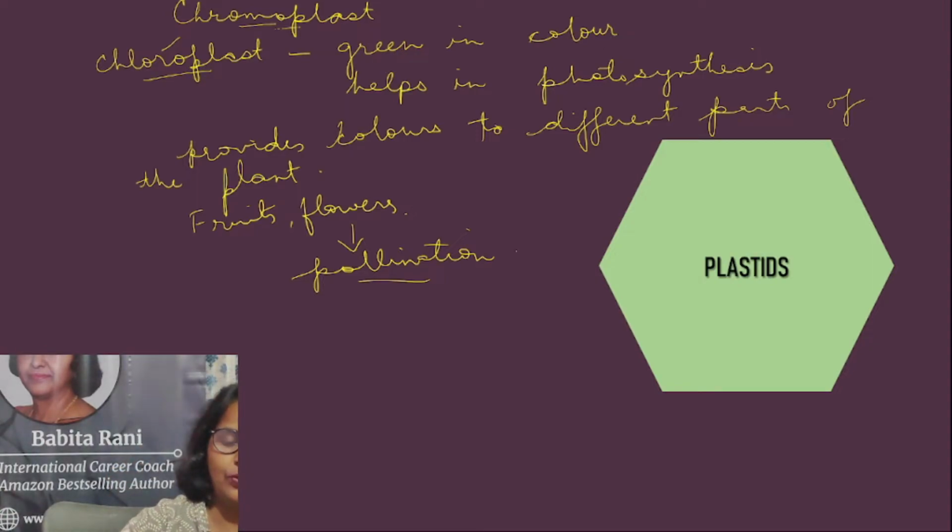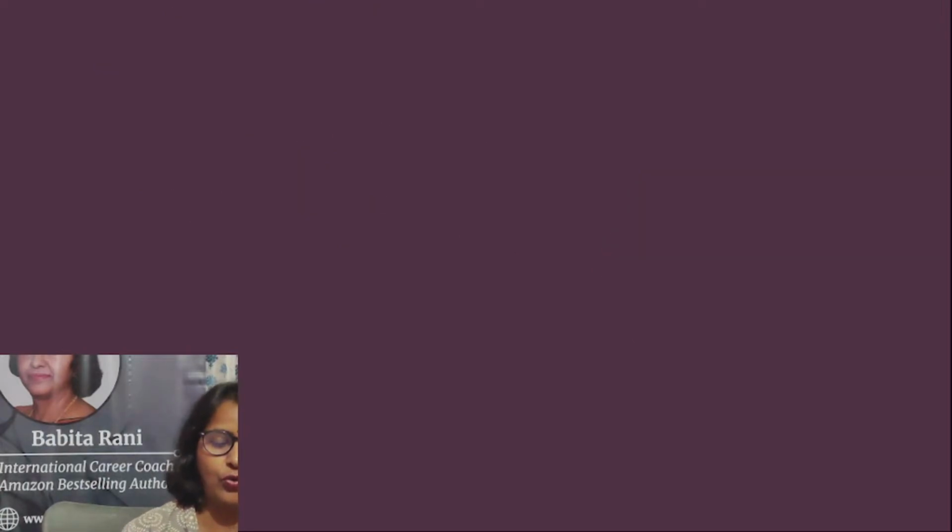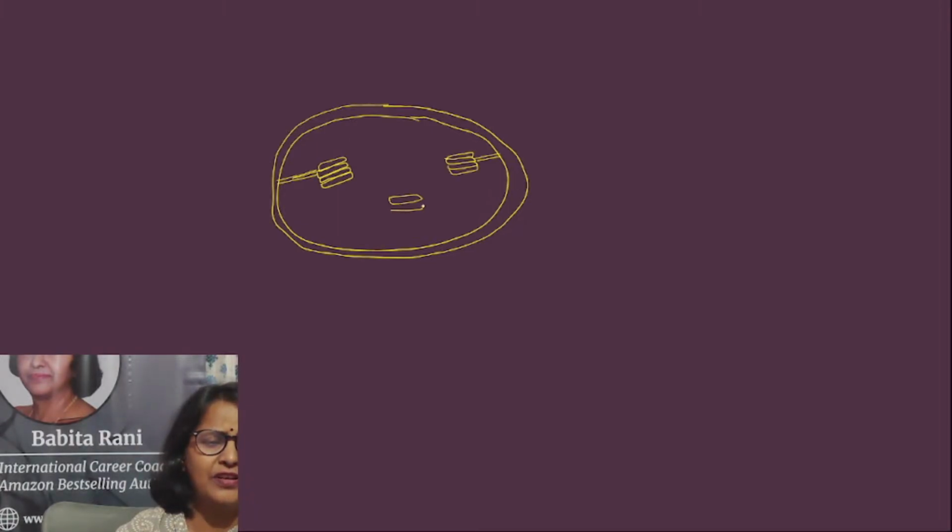Now, let us look at the structure of chloroplast. Chloroplast is also a double membraned structure. So this is one membrane and this is the other membrane. In this case also, the outer membrane is permeable and the inner membrane is selectively permeable. Then this is connected to thylakoid stacks and they are connected to the inner membrane.